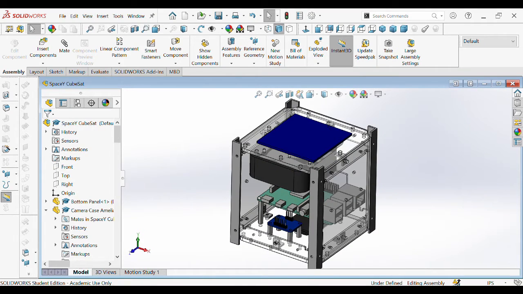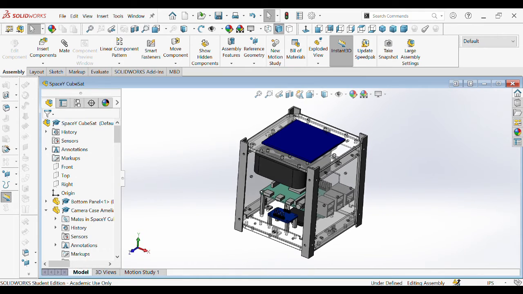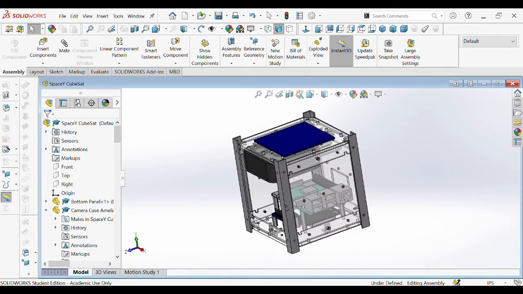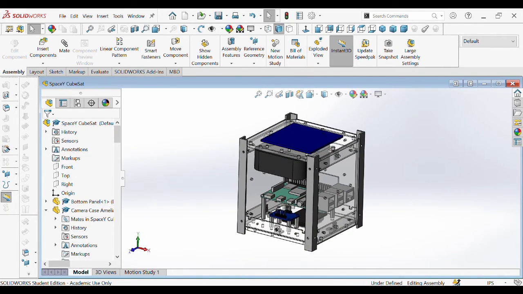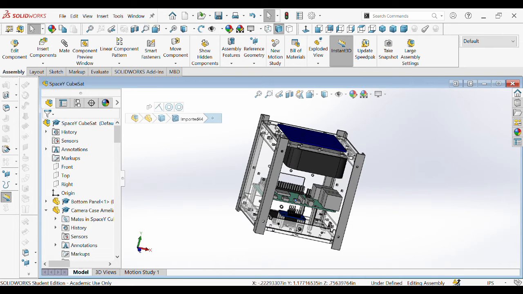This is the CAD model of our CubeSat. As you can see, our Raspberry Pi, IMU, and camera are all located on the bottom panel. The solar panel and battery are mounted to the top panel, both attached using Velcro.